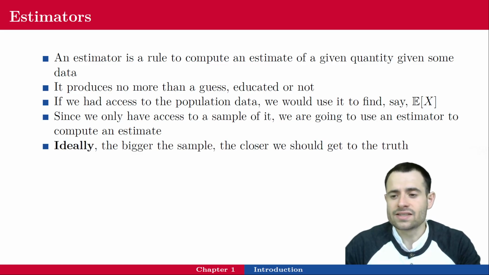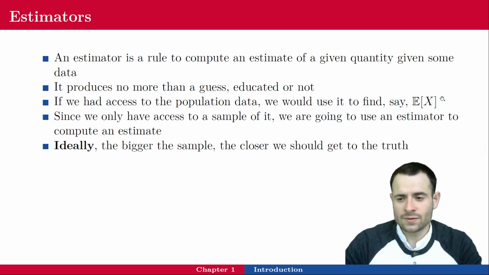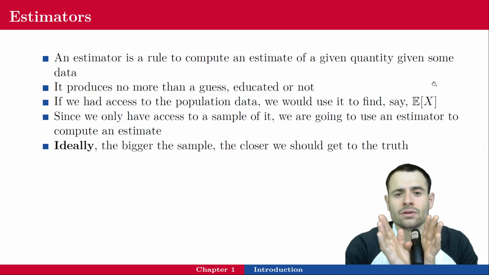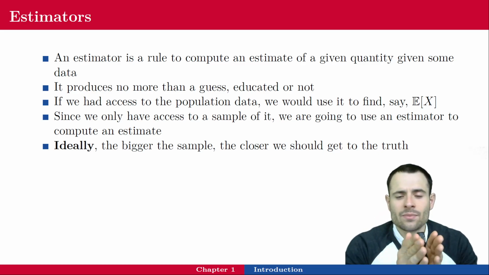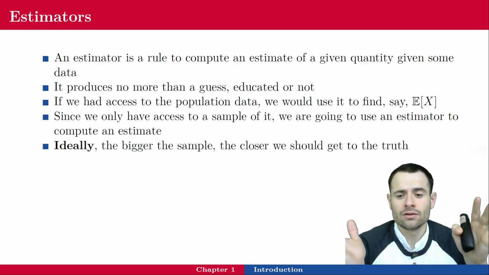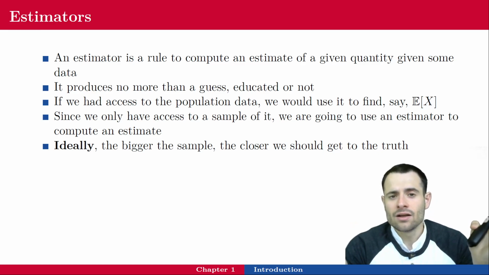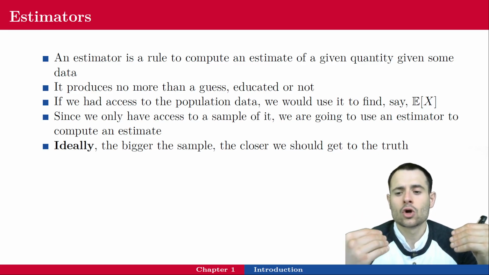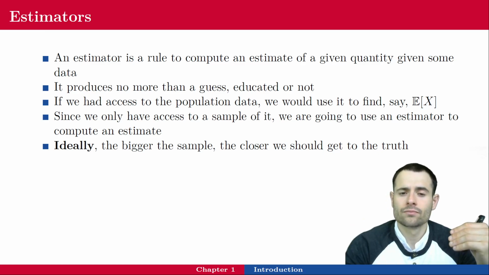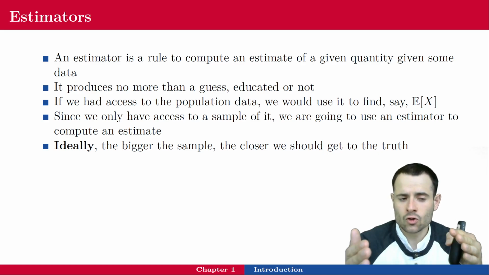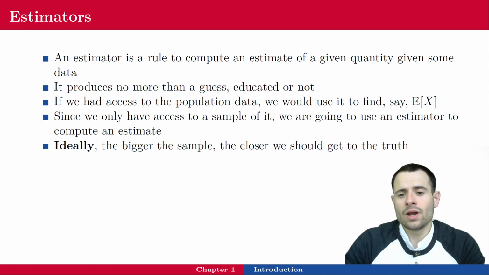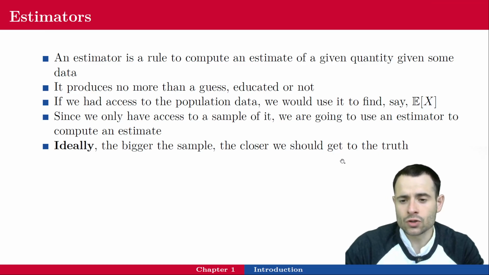Now, since the true number I'm looking for, the expectation of X, can be obtained with all of the data, ideally, if my sample is getting bigger and bigger, closer and closer to the full data, then my estimator should get me closer to the truth. Make sense? As I get closer and closer to the full data, then I would like my estimate to get closer and closer to the true number it is trying to estimate.